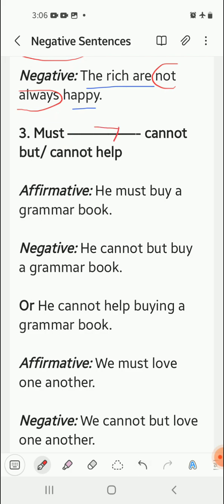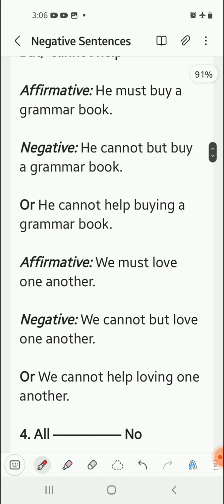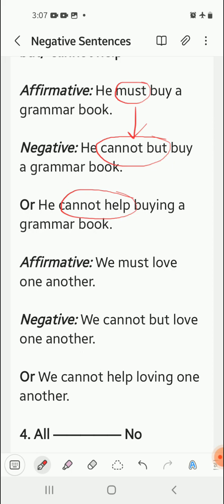In an example, see, he must buy. So we have got the word must. So must will get changed to cannot but, and the rest of the sentence remains as it is. We do not have to use any opposite word. So he must buy a grammar book becomes he cannot but buy a grammar book. You can also write he cannot help. Same thing. Either cannot help or cannot but. Any one of them you can use.